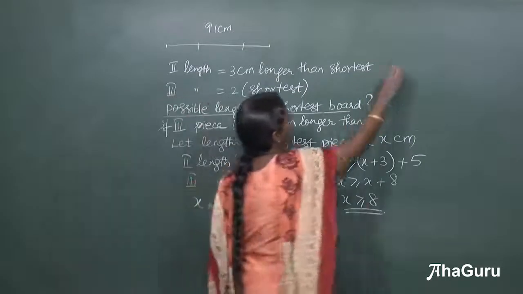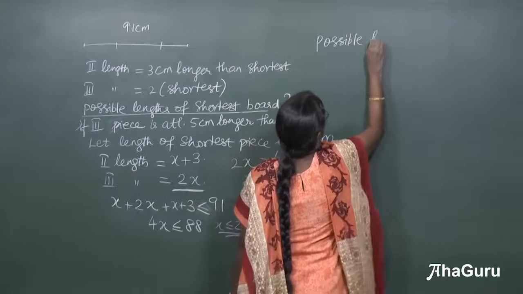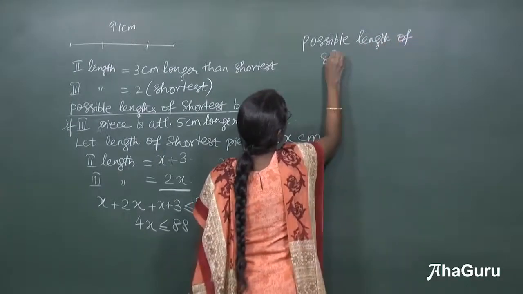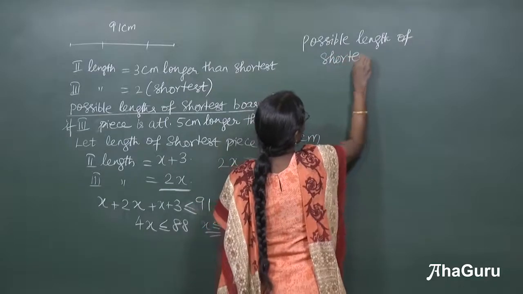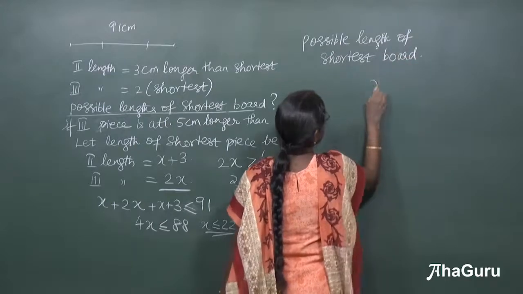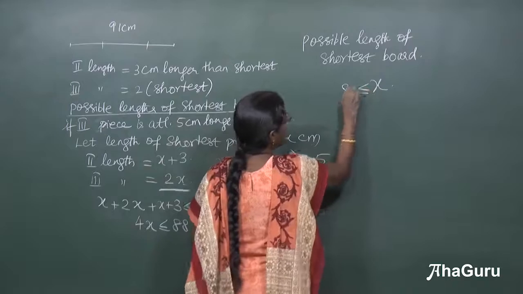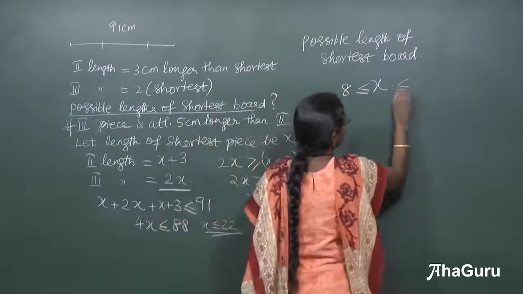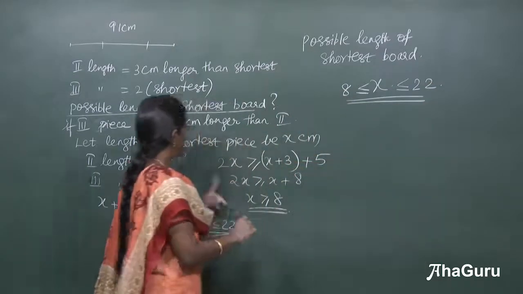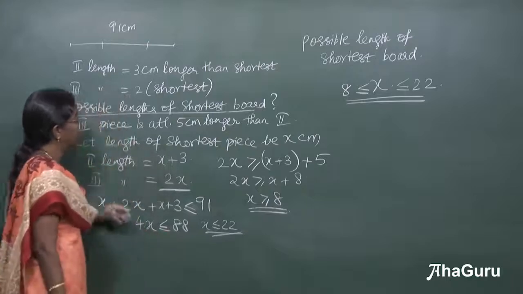So, the possible lengths now of the shortest board will be greater than or equal to 8 centimeter, and less than or equal to 22 centimeter. We have started with the length of the shortest piece to be some x centimeter.